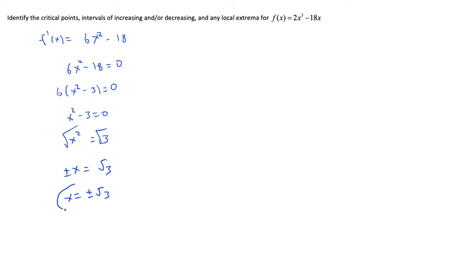I have two critical numbers here. Once again, this is a polynomial, so no hidden tricks here. We're just going to have two critical numbers. So we'll make a number line, or you can make a table if you want, with negative radical 3 and positive radical 3.